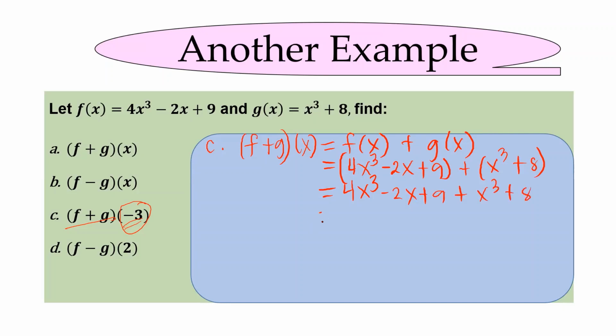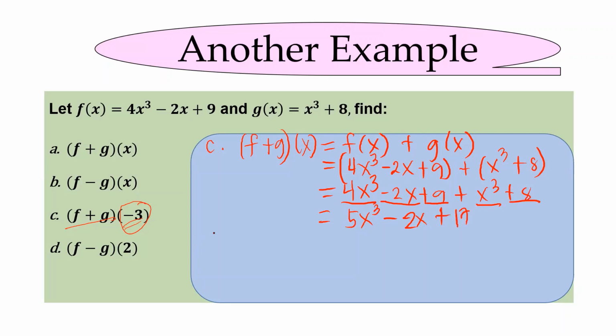And then, we have to combine like terms. Pareho po si 4x cubed and saka x cubed. Same positive sign, so that would give you 5x cubed. Minus, wala pong iba, si negative 2x lang, so negative 2x. Then, positive 9 and positive 8, that would be 17.